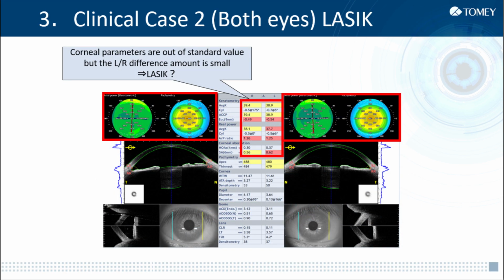This is a patient who had LASIK surgery. Some parameters regarding the cornea are highlighted in yellow or red since those values go over the standard range. On the other hand, the difference between both eyes is small, so no icon appears between the parameters of both eyes. So, we can guess those abnormalities are due to LASIK surgery, not disease.